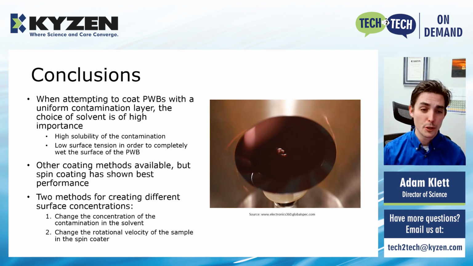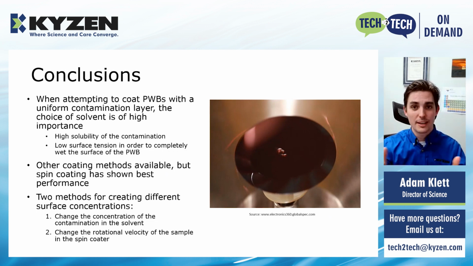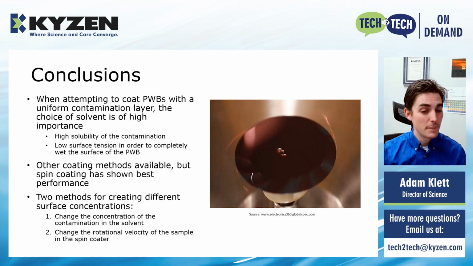Also, keep in mind that there are two different methods for creating different surface concentrations when using spin coating. The first, which is what we did, was to change the concentration of the contamination in the solvent. So use 3 or 4 different contamination levels in the solvent and use the same spin coating parameters. But you can also change the rotational velocity and use the same solution to create different surface levels. So the faster you spin the sample, the thinner that layer is going to be and the less contamination will be on the board.